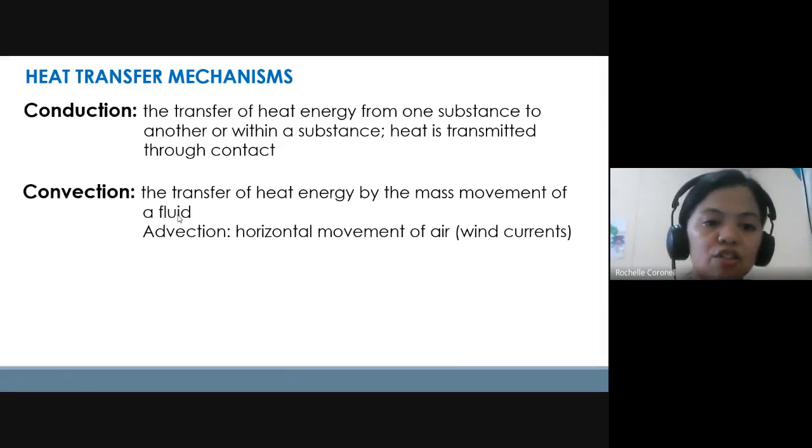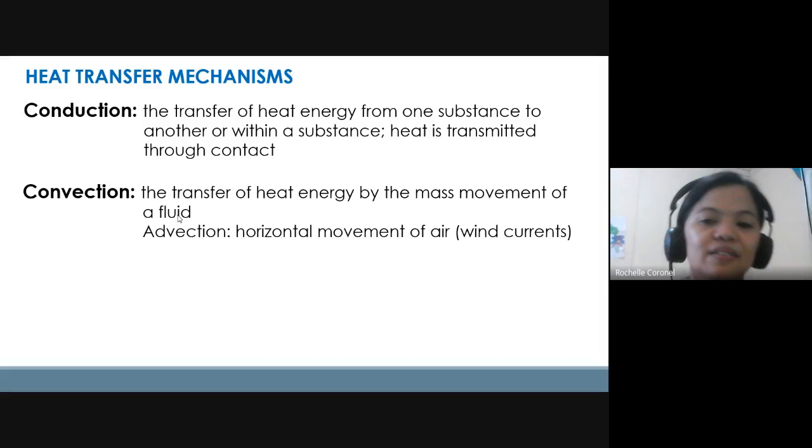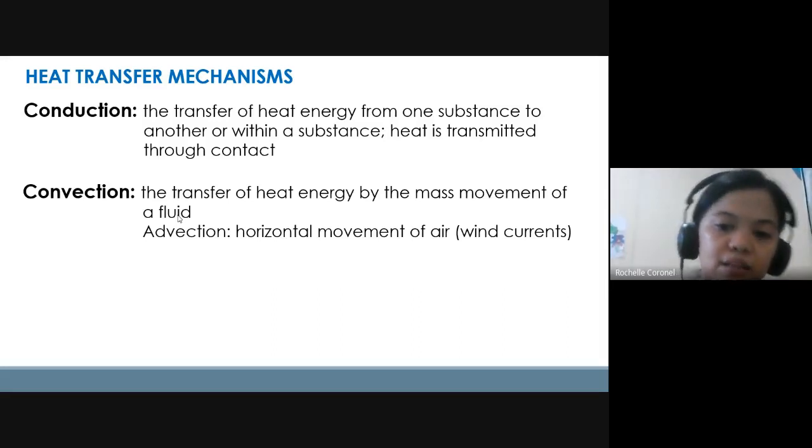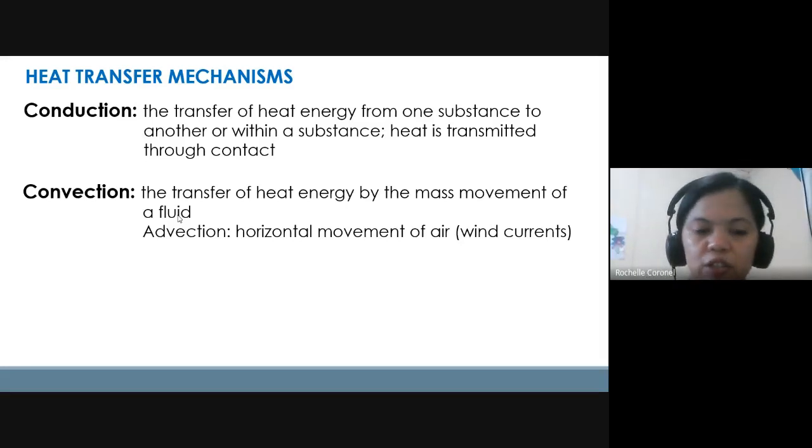Okay, and then convection, the transfer of heat energy by the mass movement of fluid. Convection is a vertical movement, while advection, on the other hand, is also similar to convection. However, advection is horizontal movement. So this actually defines our wind currents. It's actually the same mechanism, except that advection is differential in the horizontal direction.